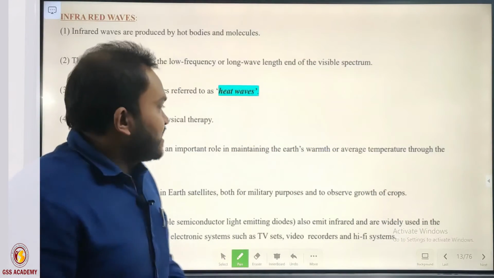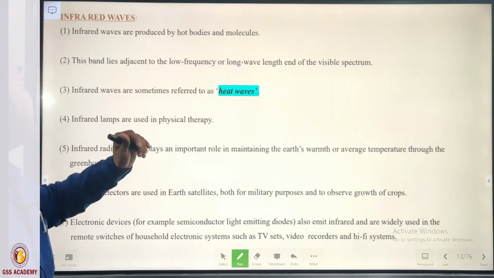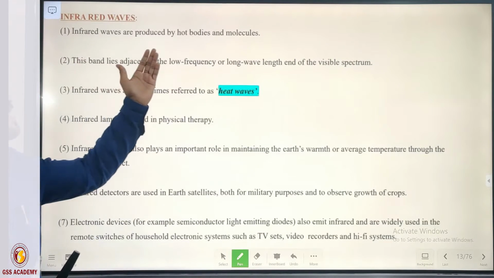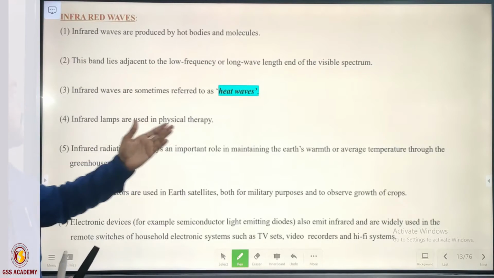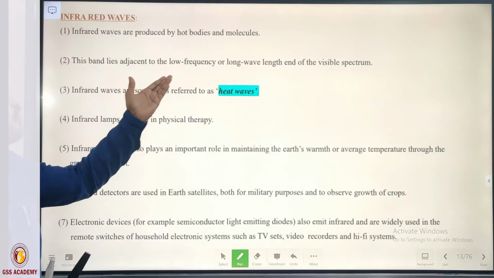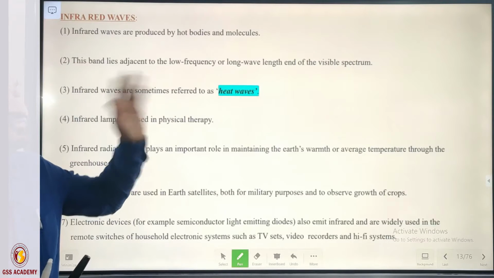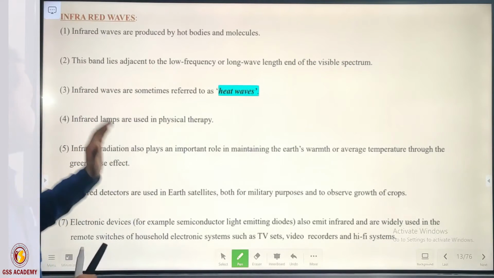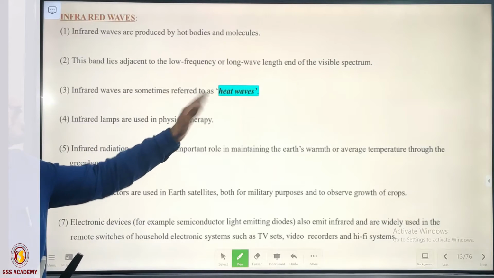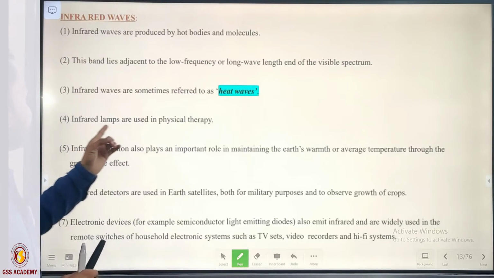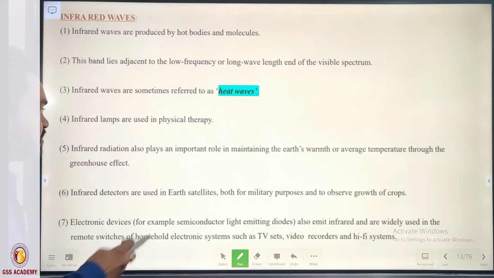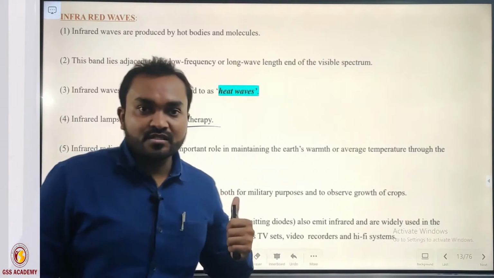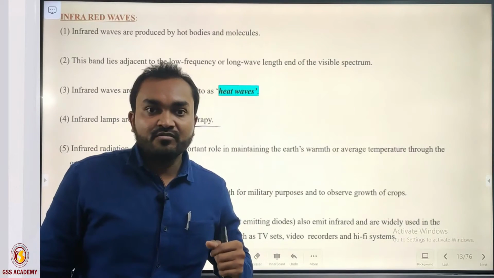Okay, now infrared waves. What is infrared waves? Infrared waves are produced by the hot bodies and molecules. Okay, this band lies adjacent to the low frequency or long wavelength end of a visible spectrum. Infrared, this is the end of a visible spectrum. Infrared waves are sometimes referred to as heat waves. Infrared lamps are used in physical therapy. In medical science also there is use of this infrared.